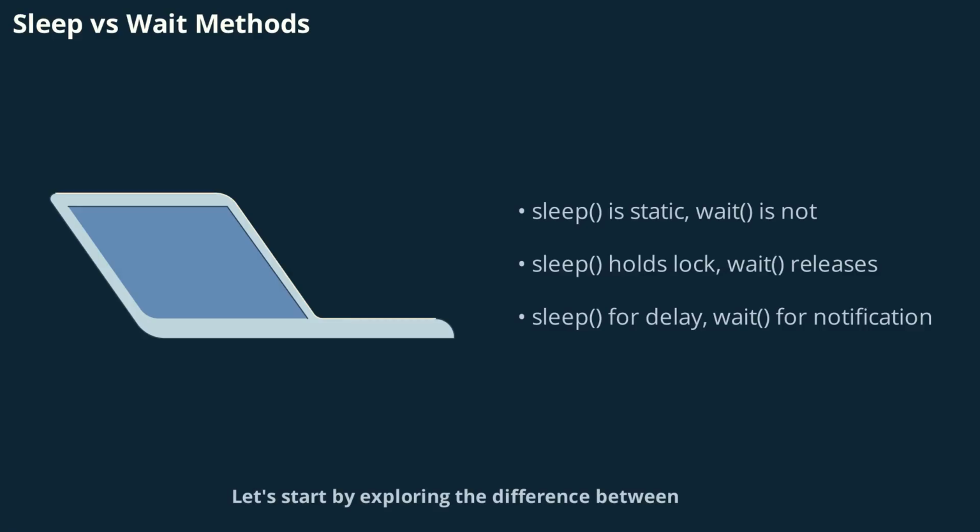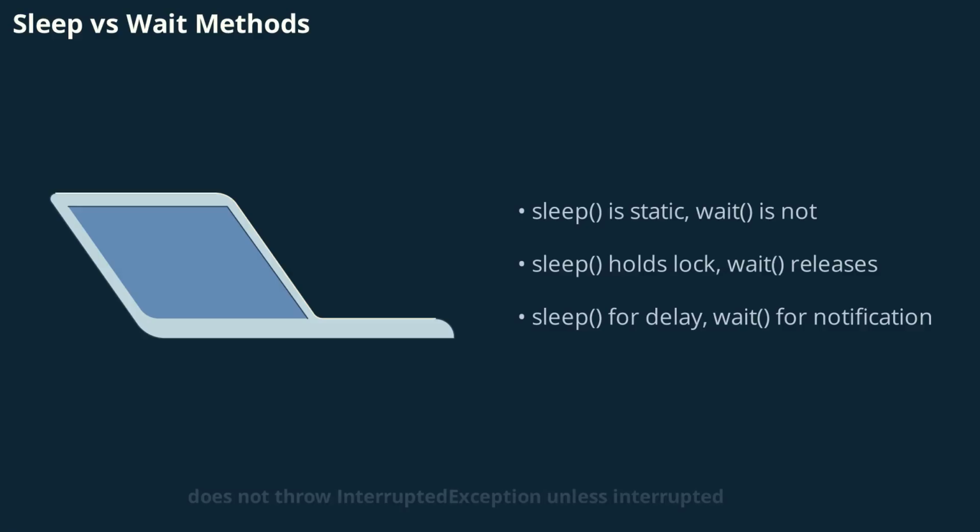Let's start by exploring the difference between the sleep and wait methods in Java. The sleep method is part of the Thread class while wait belongs to the Object class. When a thread calls sleep, it pauses for a specified time but does not release any locks it holds. In contrast, wait releases the lock, allowing other threads to acquire it.